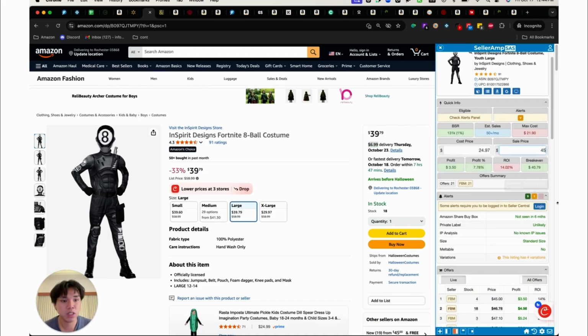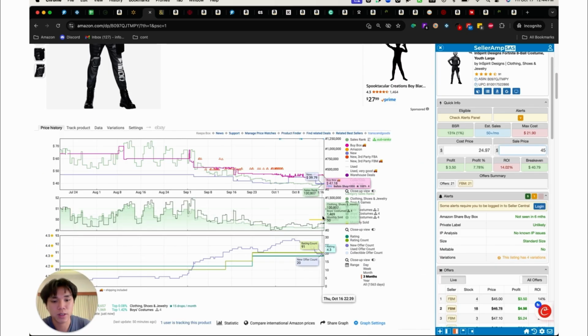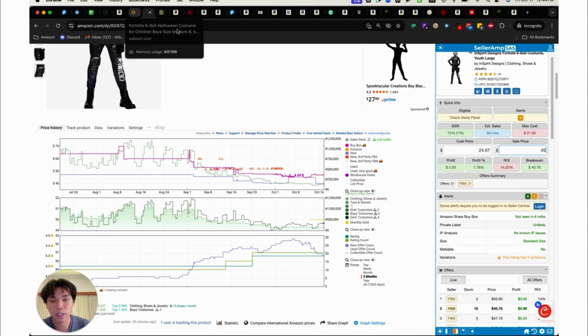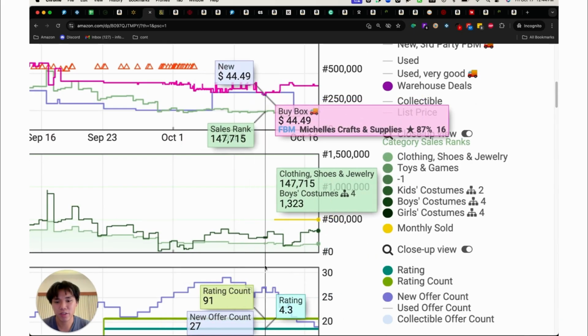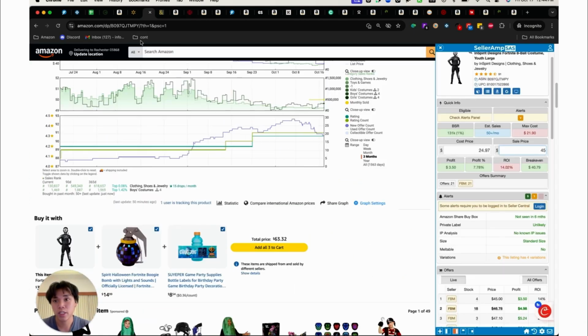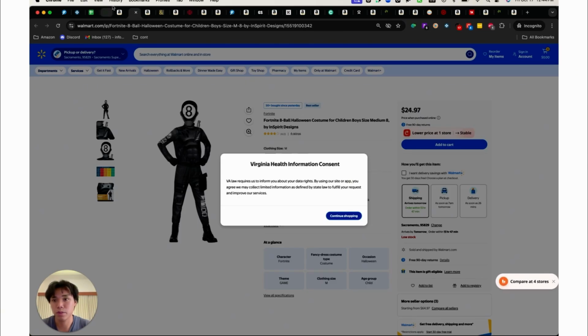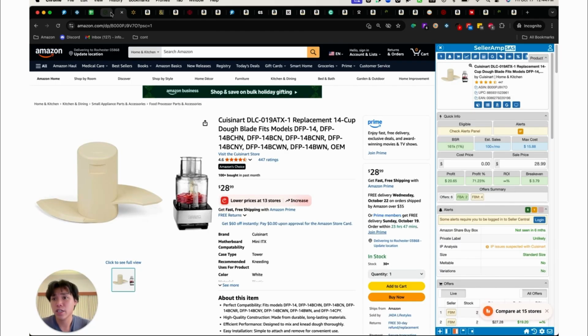But it is still low ROI, especially for costumes. They do have higher return rates after Halloween, so I would definitely not invest in this because the ROI is way too low, and it's not selling too crazy, right? Even though the demand looks like it's picking up pretty crazy, I just still wouldn't want to buy something like this.